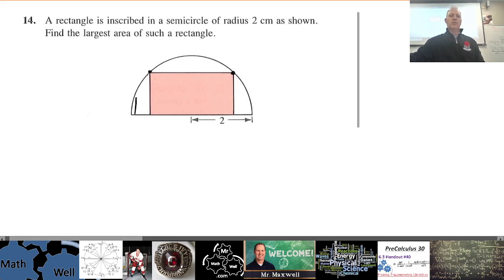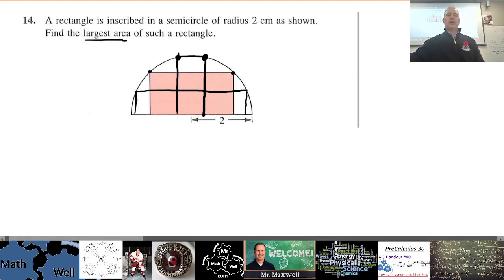So other such rectangles would look like this. That's inscribed as well. And maybe you have a tall, skinny one that would be right about here, okay? So those would be inscribed rectangles. And what we're looking for is the largest area for such an inscribed rectangle, okay?